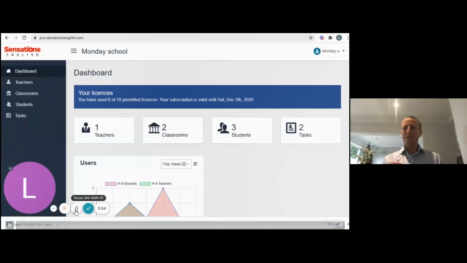So once they've completed the task themselves, you can then go into their gradebook and comment and give them feedback, and they will see that. So it gives students full access to Sensations English. The teacher sets a task, and a personal gradebook is there for you both to see. The students will also receive an email as a notification if you've assigned the task to them.